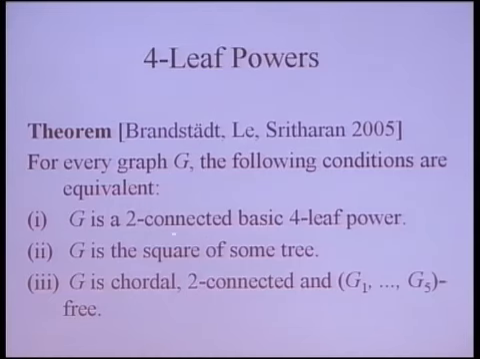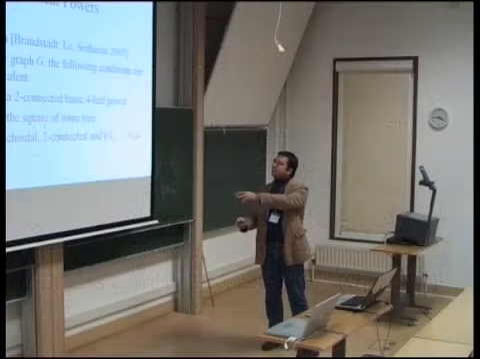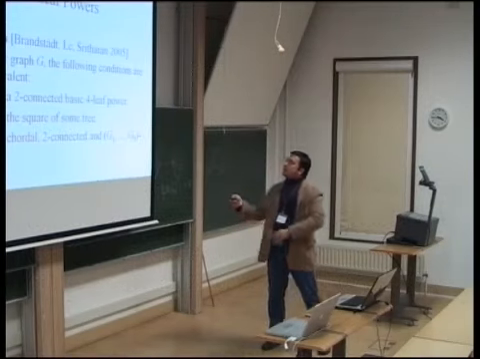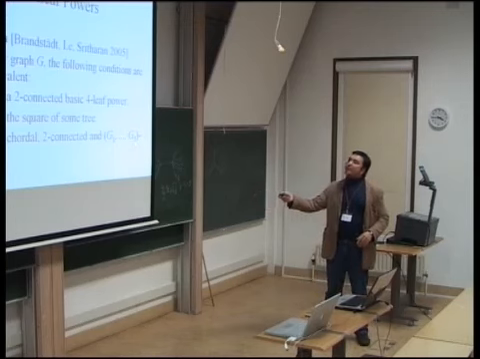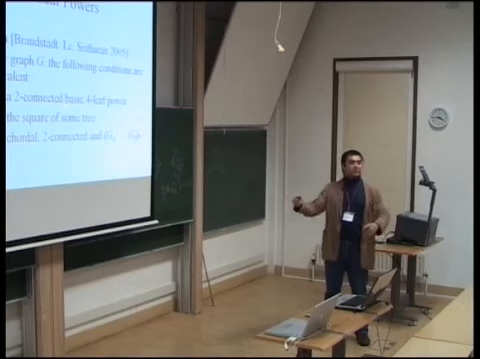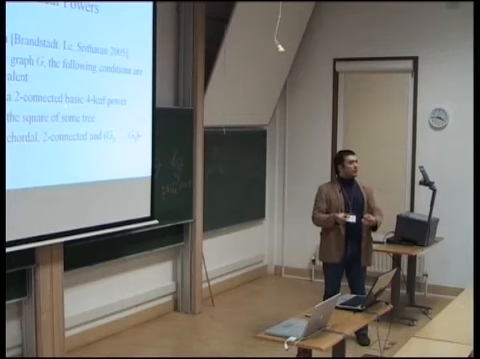So we've got 2-connected basic 4-leaf powers. 2-connected is needed in order to describe the blocks. This is equivalent to G being the square of some tree. So what is going on here is that rather than having trees before, we have squares of trees in the 2-connected components. And the graphs G6, G7, and G8, which do not come up here, are responsible for how to glue the 2-connected components together.